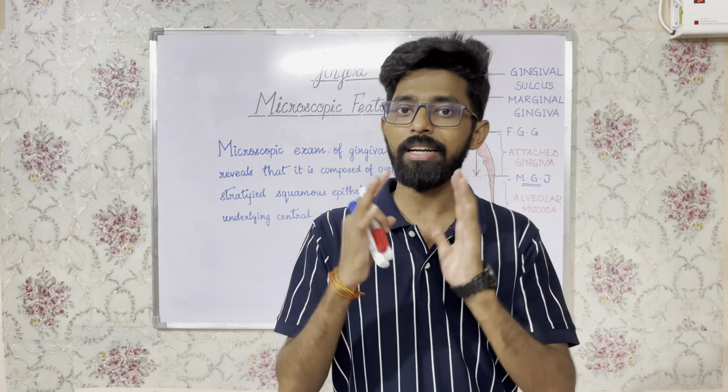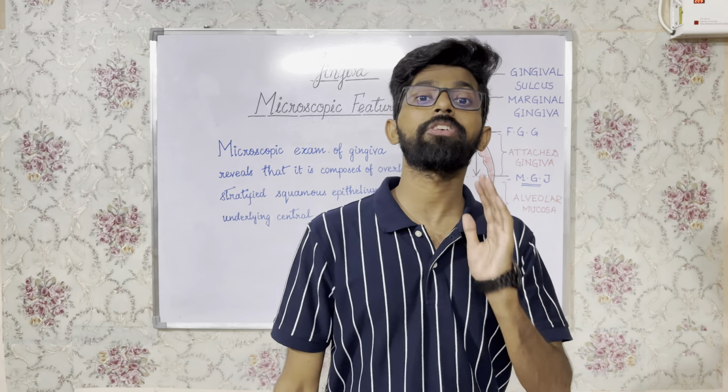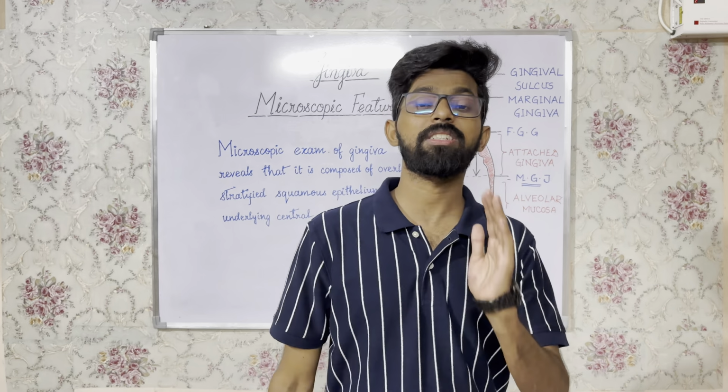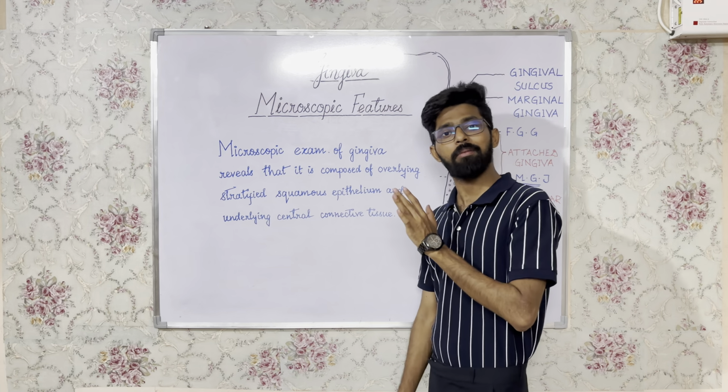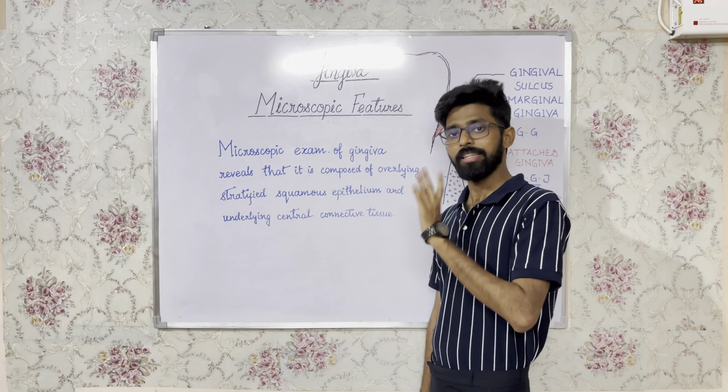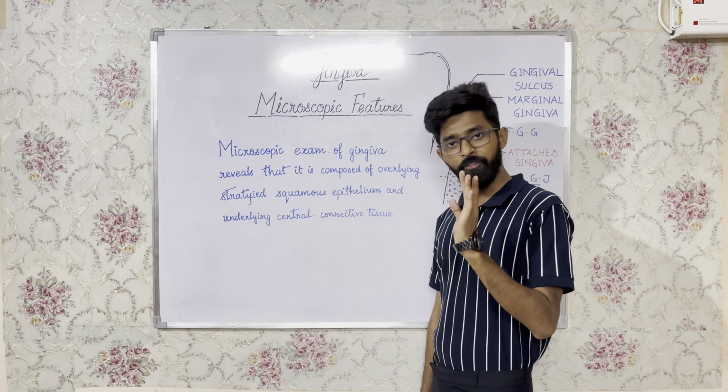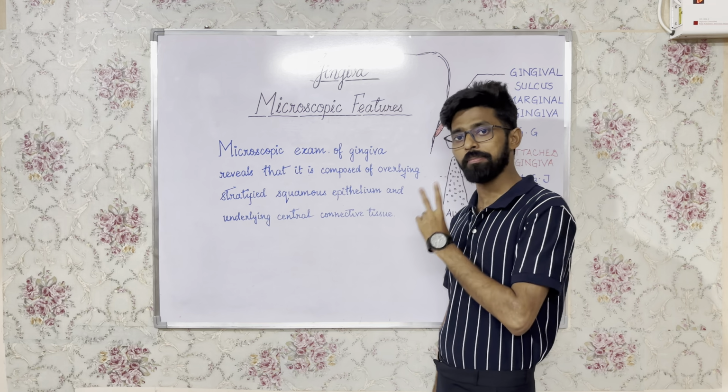So in order to understand it in a better way, we need to first understand the basic microscopic level structure of the gingiva. The first line you will write is: microscopic examination of gingiva reveals that it is composed of overlying stratified squamous epithelium and underlying central connective tissue. So gingiva microscopic features will be studied under two headings: gingival epithelium and gingival connective tissue.